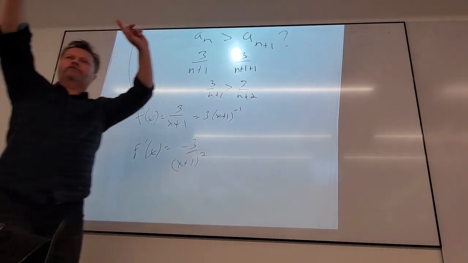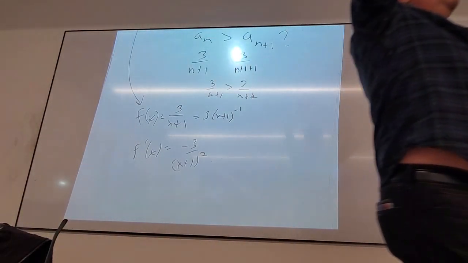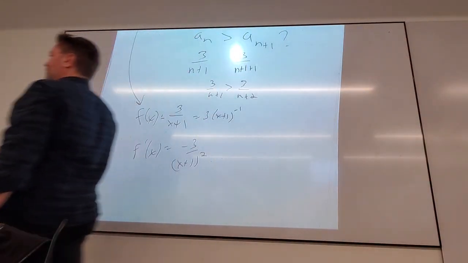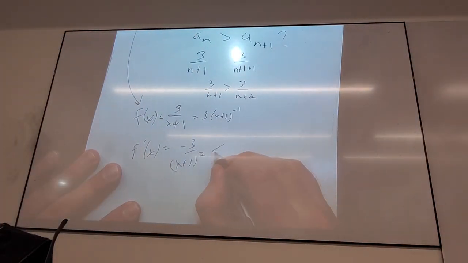What are the values allowed for x, considering where it came from? What's the lowest x could be? 1. Yes. In this case, it doesn't matter because the bottom is being squared. So the top is always negative, the bottom is always positive, so f prime is always negative. Decreasing.